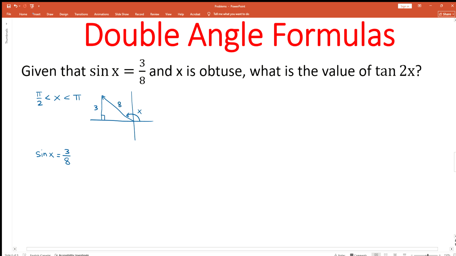We have to find the value of tan 2x. We can use the double angle formula for tan. Tan 2x is equal to 2 times tan x over 1 minus tan square x. We can use our diagram to find the value of tan x, which we can use to find the value of tan 2x. As per SOHCAHTOA, the formula for tan ratio is opposite over adjacent.